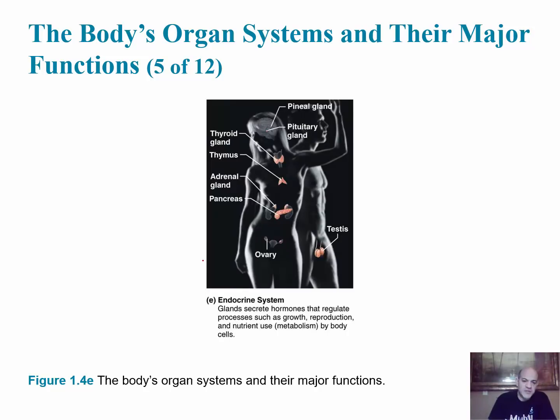Now we have the endocrine system, and there you see there are many different structures, some of the basic structures there. Several of these main structures of the endocrine system are glands.